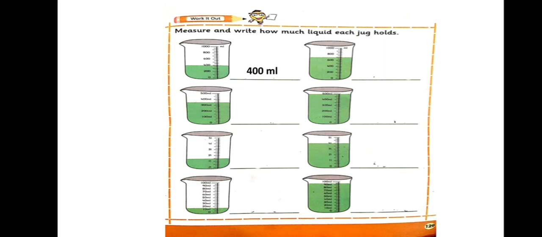Next one. It's between 600 and 800, so it's 700 milliliters. The next one is 350 milliliters. Next one, yes, 500 milliliters. Next, 1.5 liters, it means 1.5 liter. Next is 4 liters, 15 milliliters, and the last one is 95 milliliters.